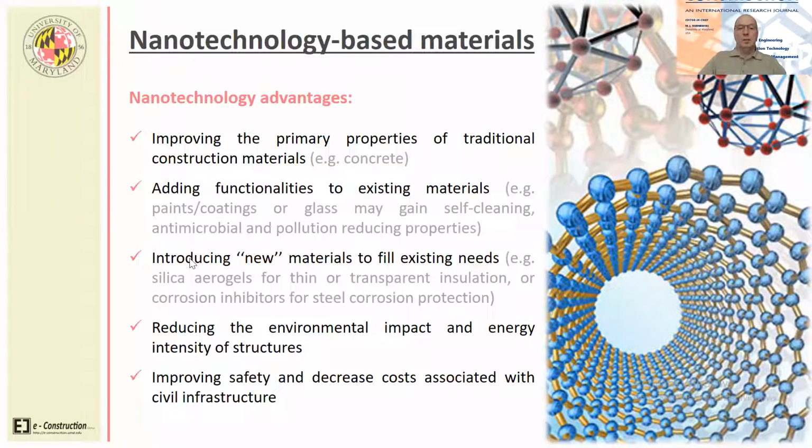Also, we can introduce artificially designed materials to fill existing needs. Good examples here are silica aerogels for thin or transparent insulation, where we don't want to spend the volume for insulation. We can have very thin layers. We can have corrosion inhibitors for steel corrosion protection to make steel actually far more durable than it otherwise would be. We can also reduce environmental impact and energy intensity of structures, which is hugely important.